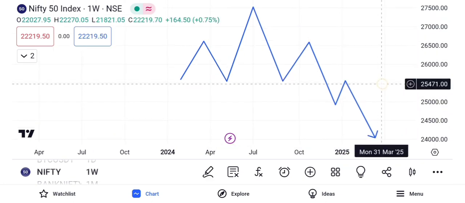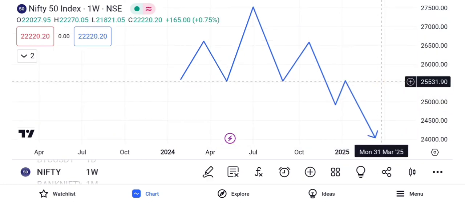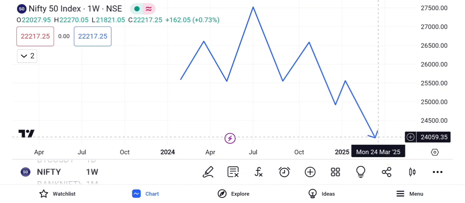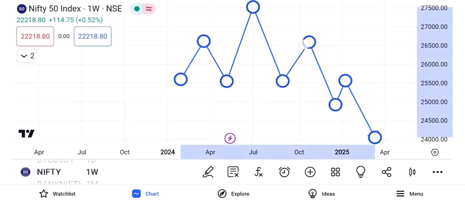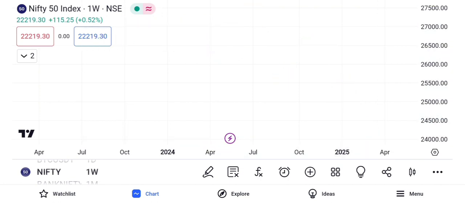Okay, so this is the level which the market breaks, and after a retest on that particular support level, you make an entry, and you ride this particular swing. So this is the meaning of that head and shoulder pattern.